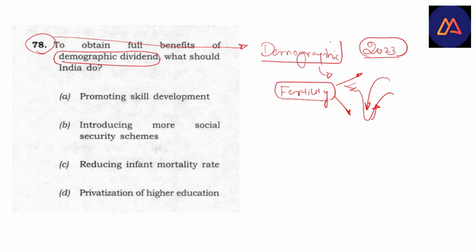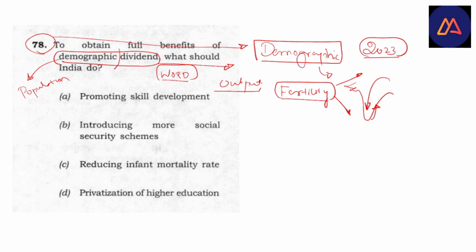This demographic dividend, again, as I said, in UPSC you apply two logics. One is the question logic, and the other is the word logic. Demography, as anyone would know, is population. Dividend, what does dividend mean? It is an output. You buy a stock and you get a dividend out of it, correct? Similarly, you have a population, and you have to get an output out of it. So how do you improve output from a population?